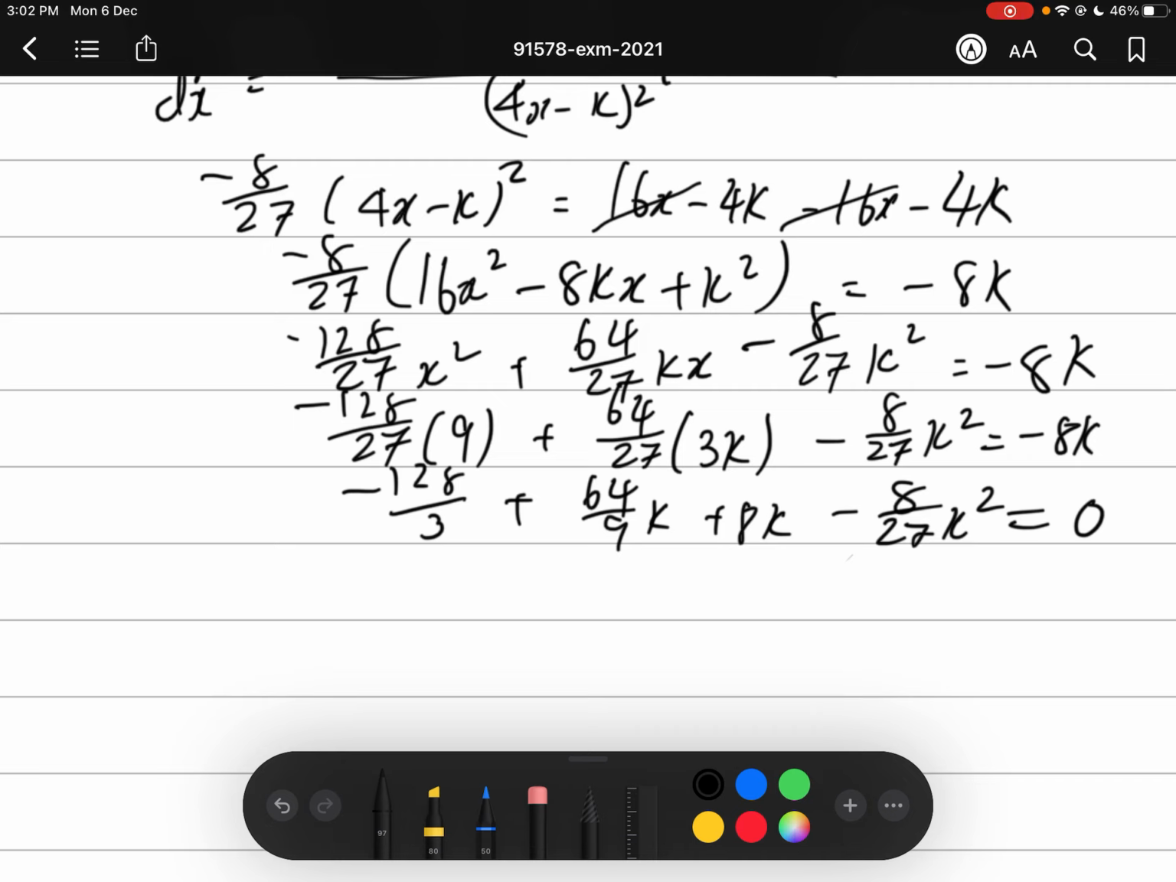So we just need to do some more simplifying. So therefore we have negative 8 over 27 k squared plus 136 over 9 k minus 128 over 3 equal to 0. And we just need to go solve this quadratic.